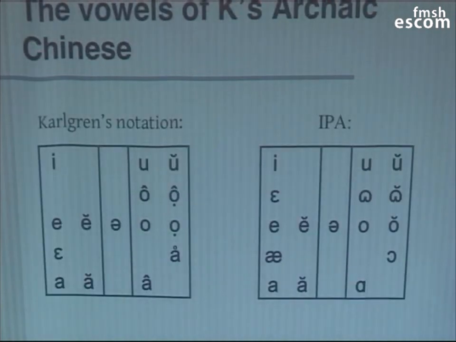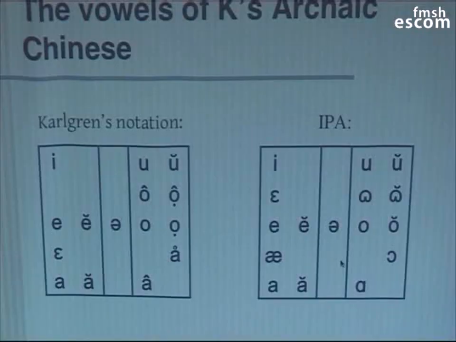Well, here's Karlgren's archaic Chinese over on this side. The dots indicate shortness, because there's already a hat on top, which you can't put a breve over. So this is long, short, long, short, long, short, and this I guess is long, short, and long, short. But it's sort of random which vowels have the length distinctions. Anyway, you can see that it's unbalanced.